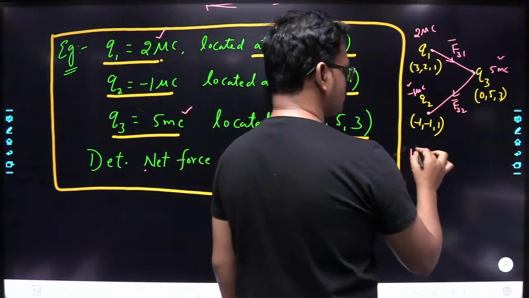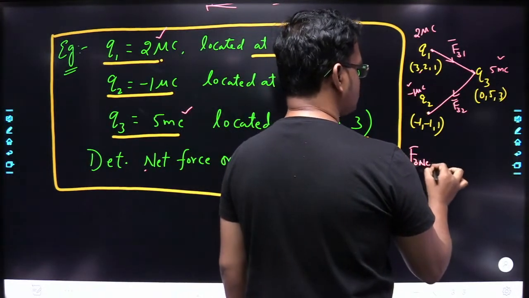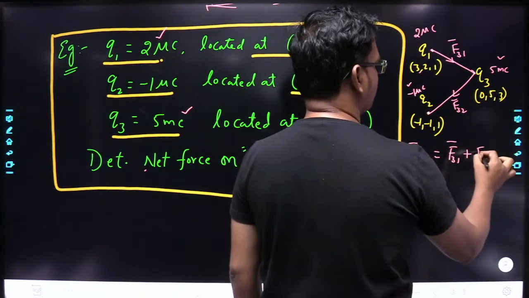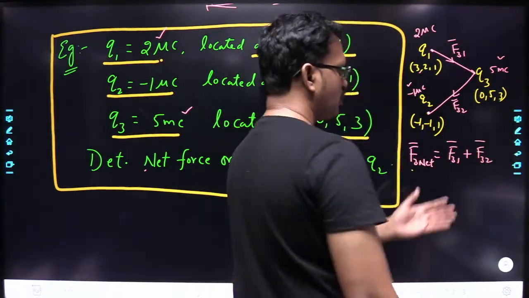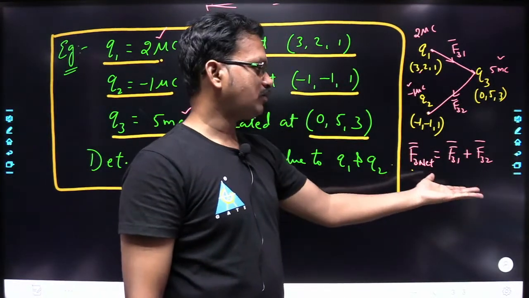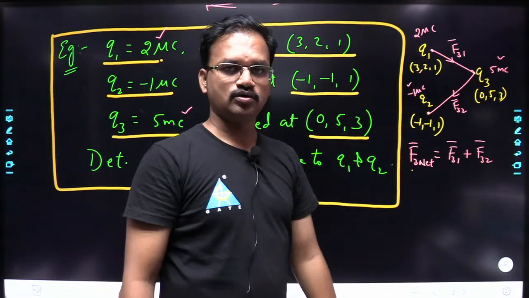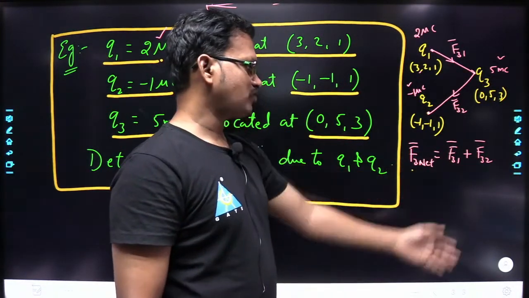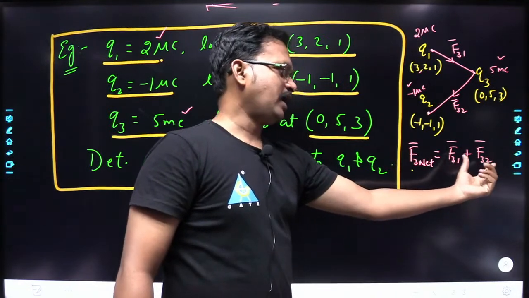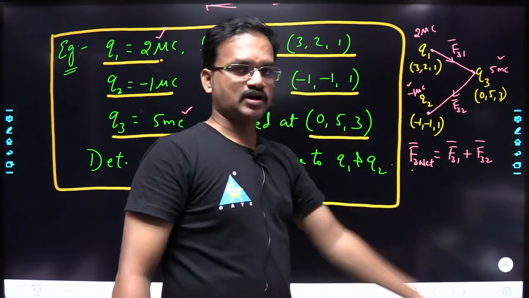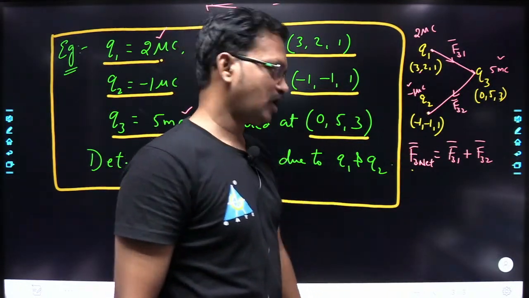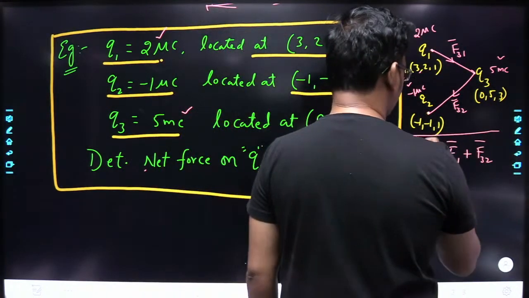So the net force on 3 is equal to the force on 3 due to 1 plus the force on 3 due to 2. Now write down the magnitude and then write down the unit vector. You know how to write down the magnitude and you know how to write down the unit vector. So just substitute those values and add up the x components in both the forces and add up the y components and add up the z components. Then you are going to get the total net force. Understood? Okay. So in this manner you have to solve the problem here.